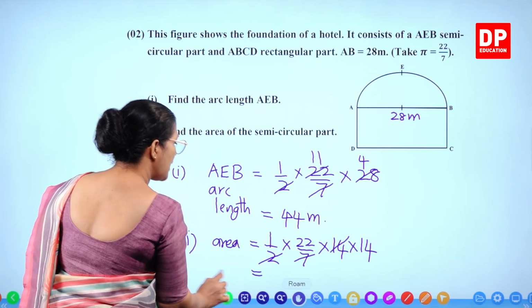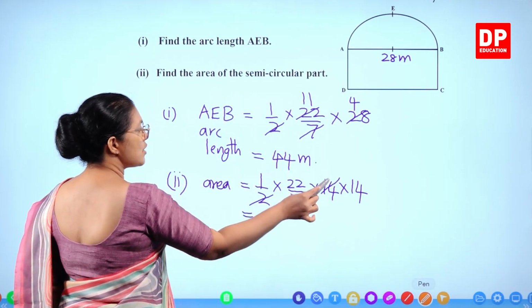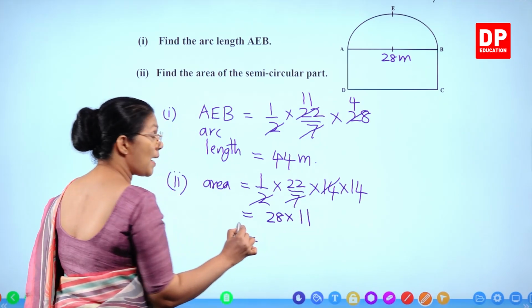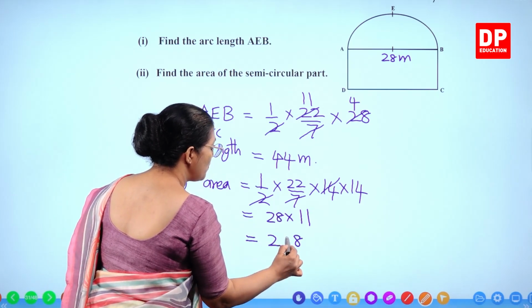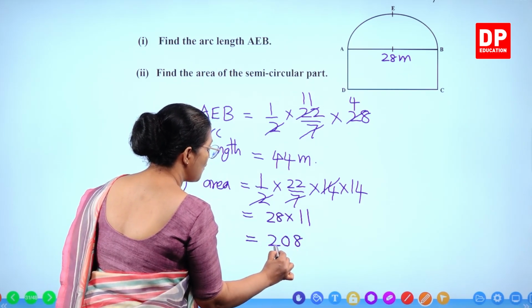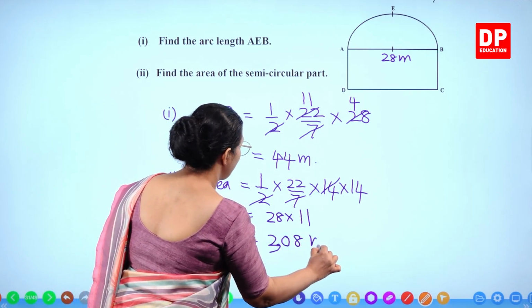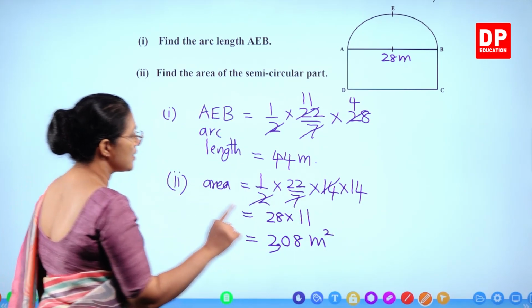So how do you multiply this? I can do 2 times 14, 28 times 11. It's easy to multiply by 11. Separate out 2 and 8. 8 plus 2 becomes 10. That means you have to add 1. 308 square meters is the area of the semicircular part.